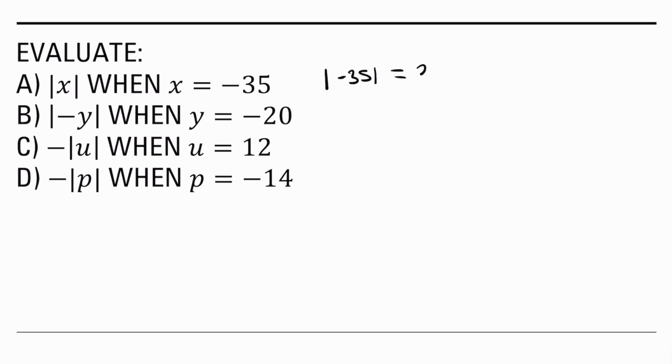Remember, that just means we've moved 35 units from the origin. So that would be the absolute value. The absolute value of negative y. So I'll put my brackets there and then our absolute value symbol around. Now I'm going to substitute in negative 20 for y. So therefore, we get the opposite of negative 20, which is positive 20.